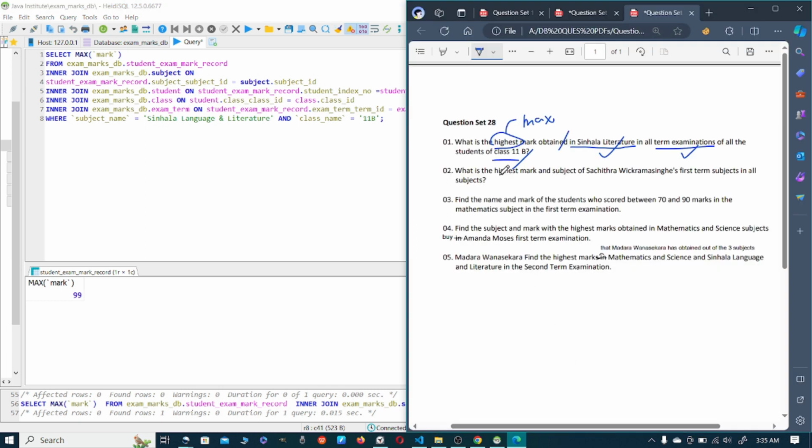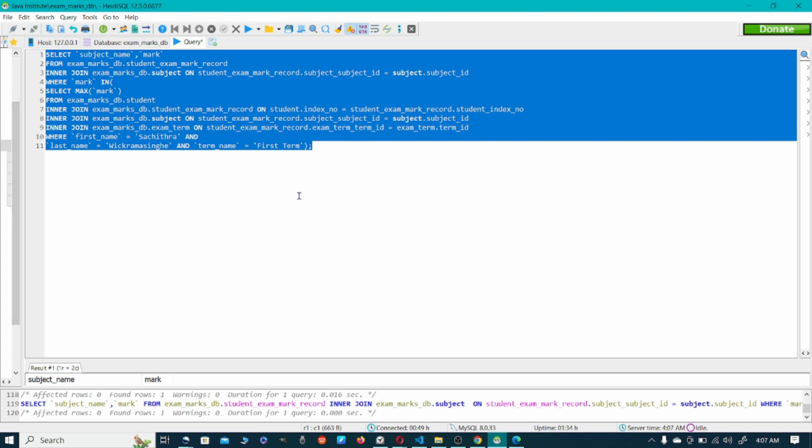What is the highest mark? Highest mark means we have used the max keyword once again. The highest mark and the subject of Sachitra Vikramasinghe's first term in all subjects. This would be our second query.